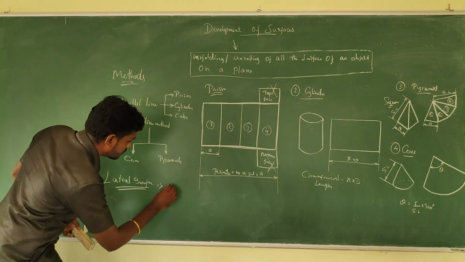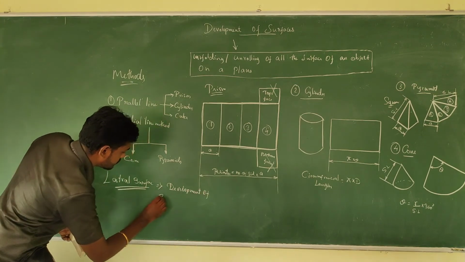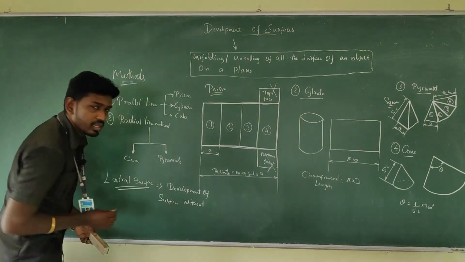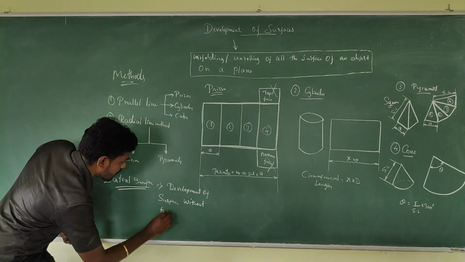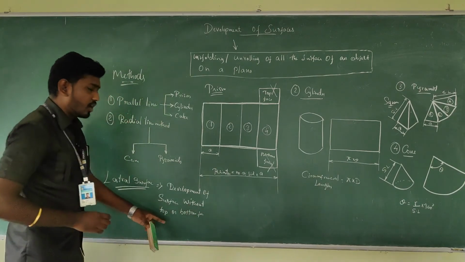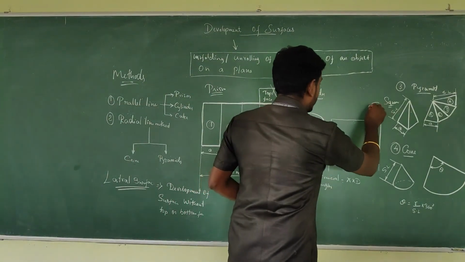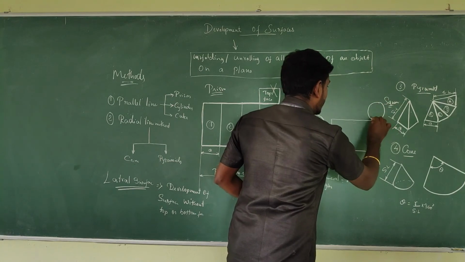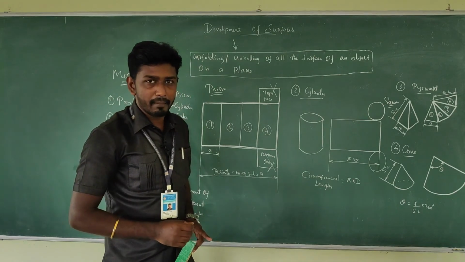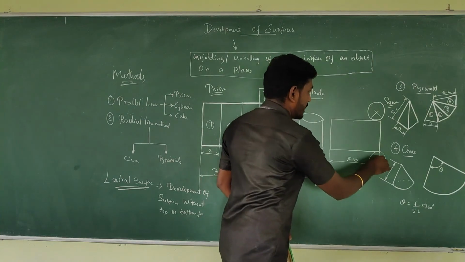Development of surface without what? The top or bottom face, which is called what? Lateral surface. Here in the cylinder, when you are forming the development of the full object, the top face and bottom face will be formed, but for lateral surface we need to neglect those things.